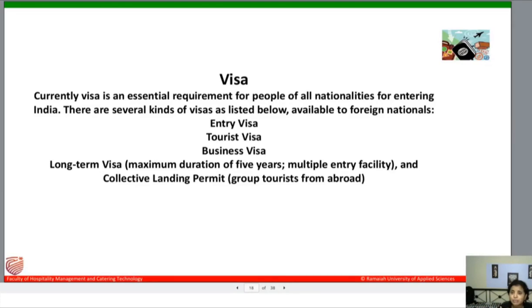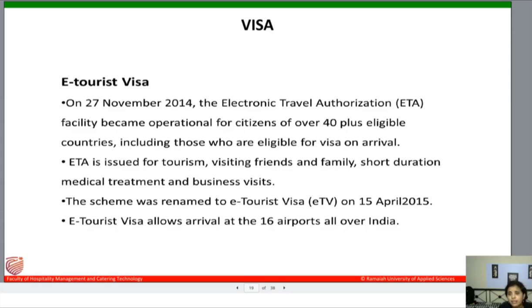So which has made the travel process very easy, and that is the reason there's a big growth and development in the tourism industry. This is the e-tourist visa, which was initiated in 2014, and then gradually in 2015 it was termed as e-tourist visa, ETV.